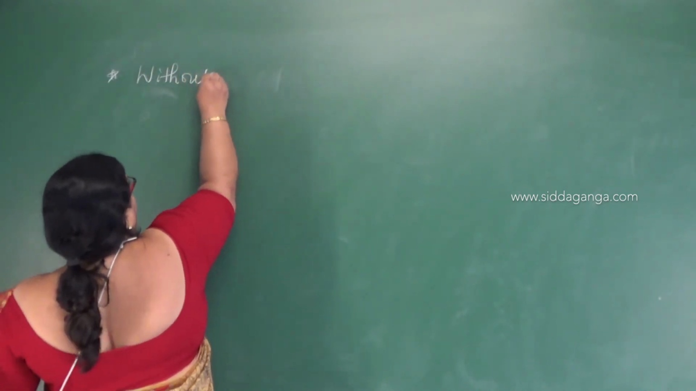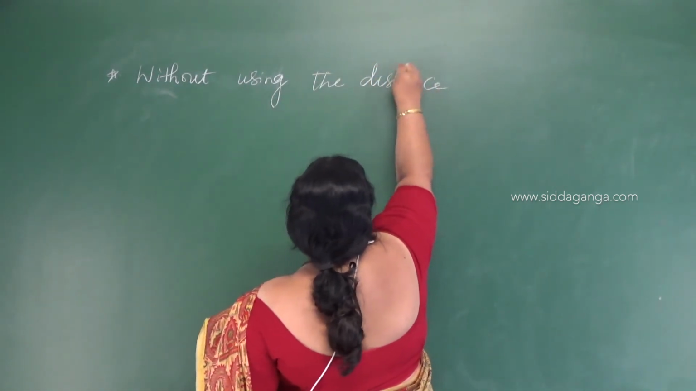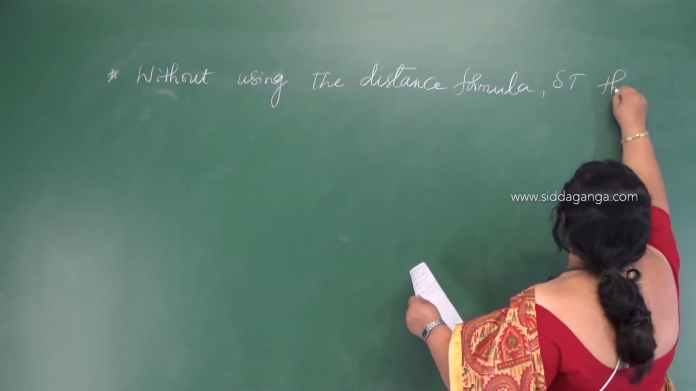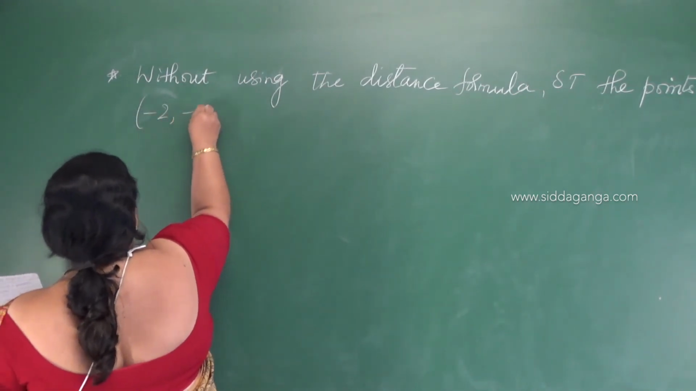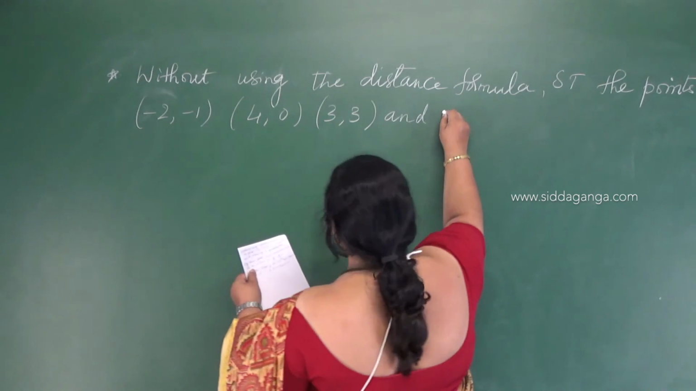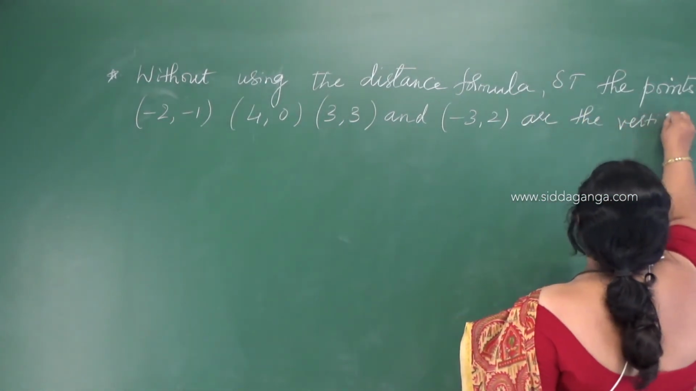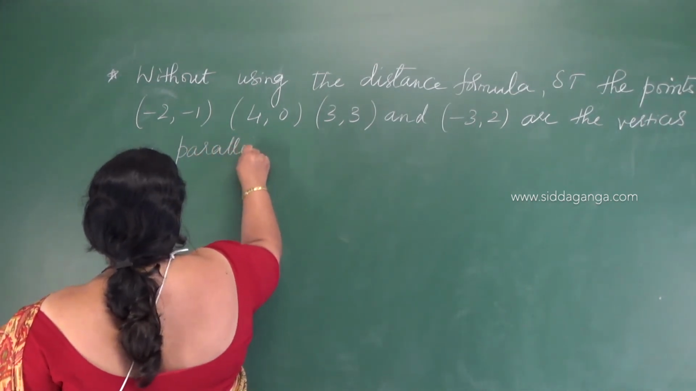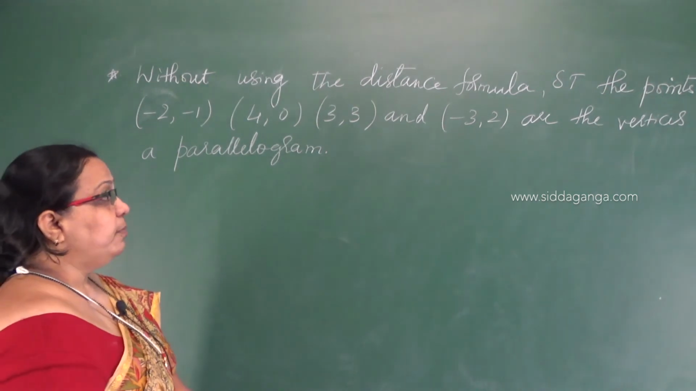Take the example, write the problem: without using the distance formula, show that the points -2, -1, second point 4, 0, third point 3, 3, and the fourth point -3, 2 are the vertices of a parallelogram. So we have to check that these 4 points form a parallelogram.